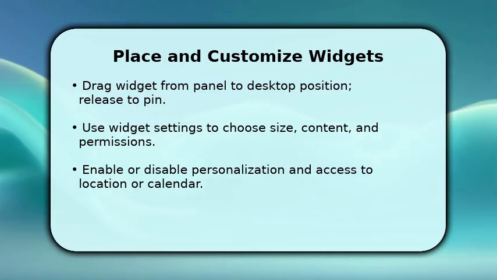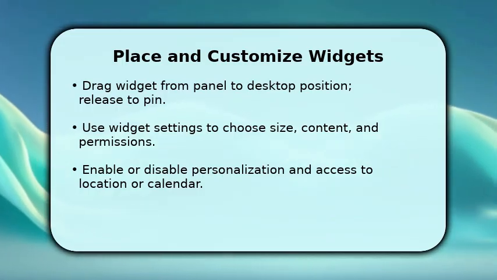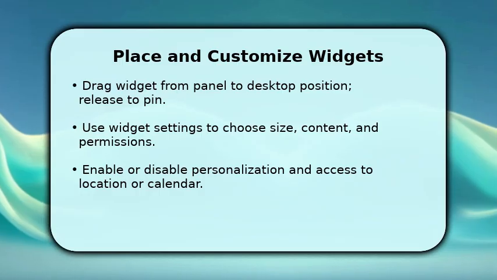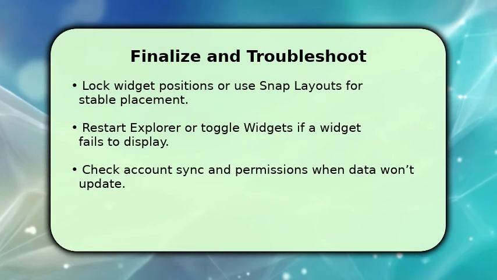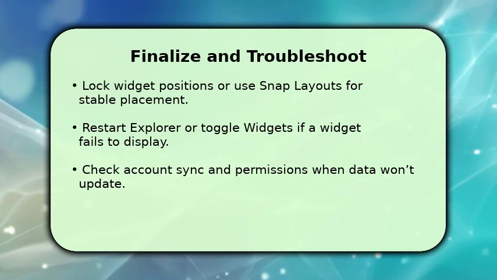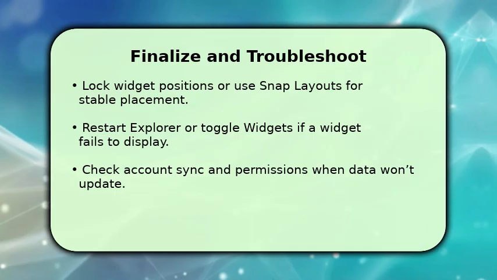Once you configure those options, rearrange multiple widgets by dragging and use Focus Assist or Snap layouts to keep them visible without obstructing apps. This balances utility with workspace tidiness. To finish, lock your layout by minimizing movement. Use Snap layouts or simply place widgets where they don't overlap active windows so they stay accessible.